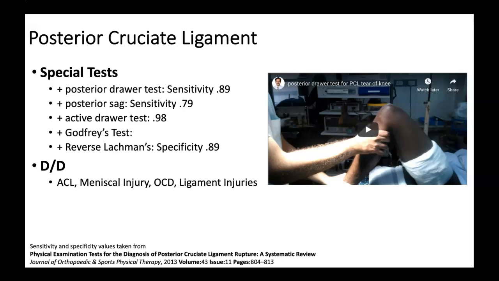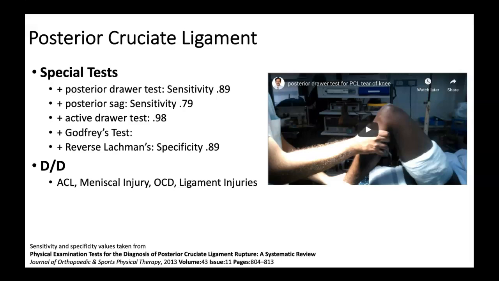So in this particular case, we are going to start with the posterior drawer test. Why did I choose that over the posterior sag test? Because it is more highly sensitive than the posterior sag test. And what we know is that if we have a negative posterior drawer test, then we're 89% certain that the patient doesn't have a PCL sprain. Does that make sense, you guys? So start with your highly sensitive test first, because then you don't even have to do anything else.